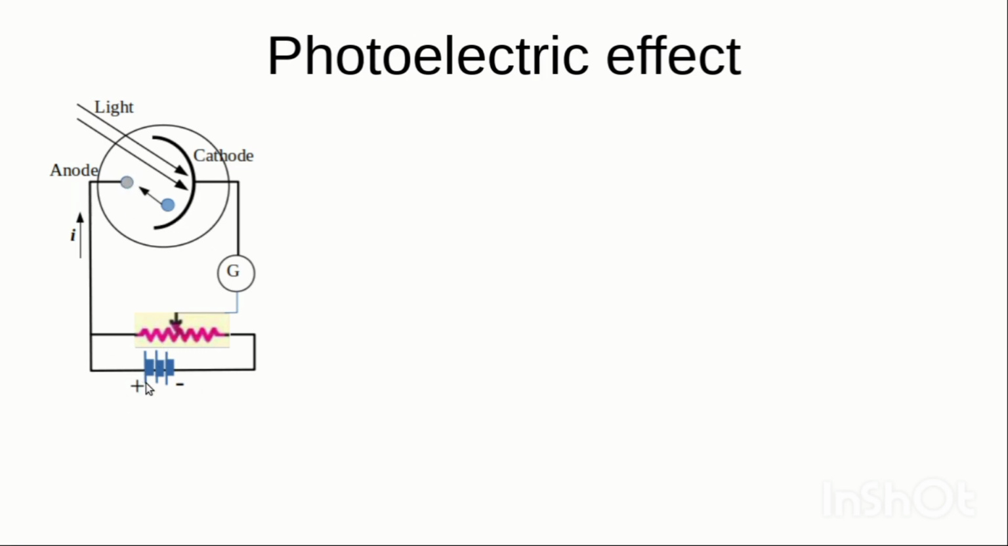But what we can do is adjust this to increase that negative voltage between this and this. As we keep on increasing it, a point will come where we no longer have any current detected. At that point, it means the electron with the maximum speed, as it leaves this surface, stops before it gets to this point. The potential needed to stop the electron with the maximum speed is called the stopping potential.